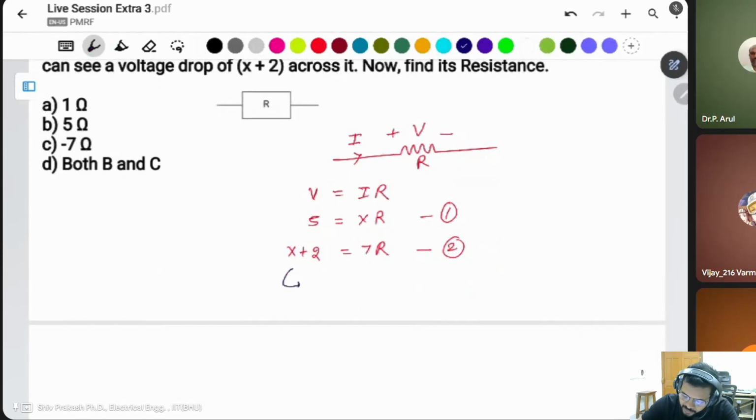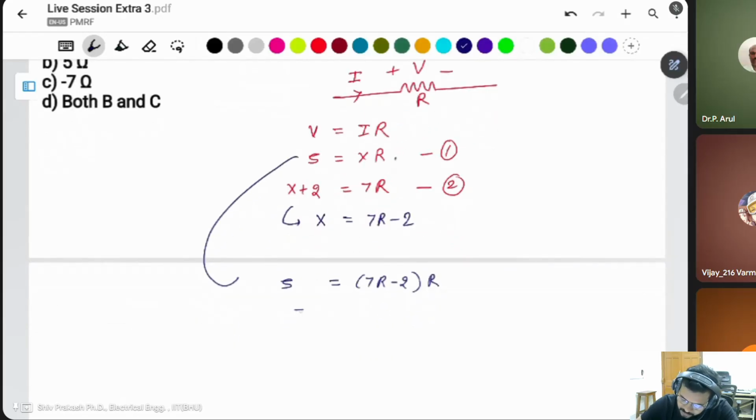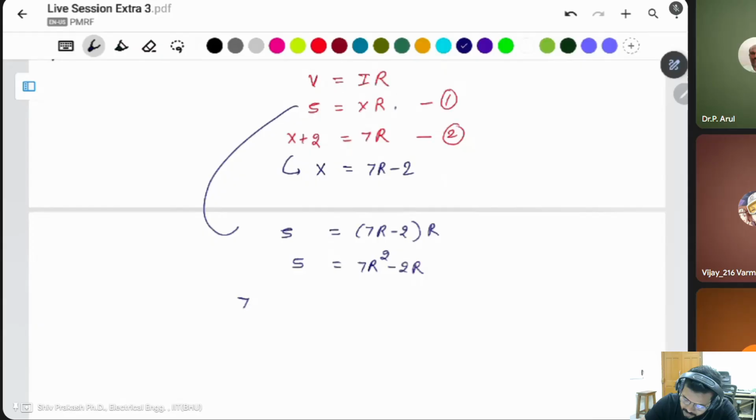From this, we can find the value of X, which will be 7R minus 2. Put the value here: 5 is equal to (7R minus 2) into R. This will be 7R squared minus 2R. Going to the right side, this will be 7R squared minus 2R minus 5.